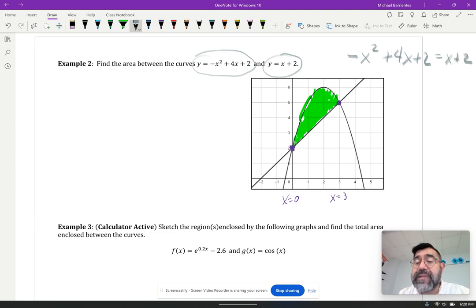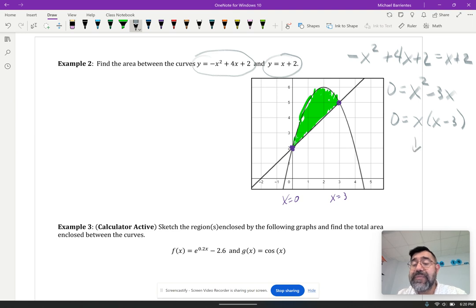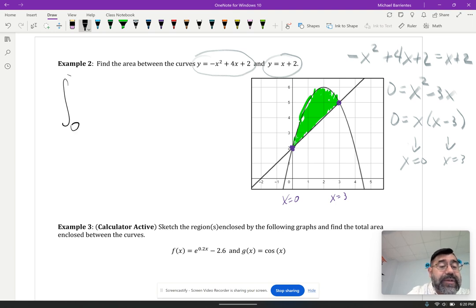So you would have to solve for this. There are many ways to do it. I'm going to move stuff to the right side and make this positive: x squared minus 3x equals 0. I subtract the 4x and subtract the 2, and this is what I get. I can factor out an x, and then solve by asking what makes this equal 0? That would be x equals 0 and x equals 3. So I'm showing you how to do it by hand. Later, we're going to do this with a calculator to find the intersection points. But here's a nice thing: we already know my integral is going from 0 to 3.